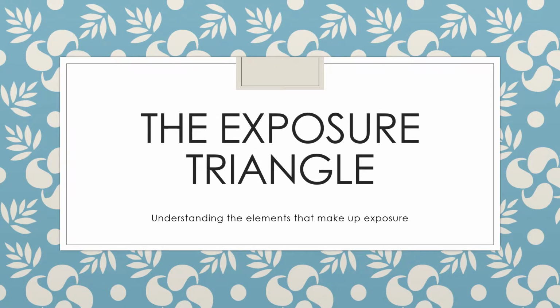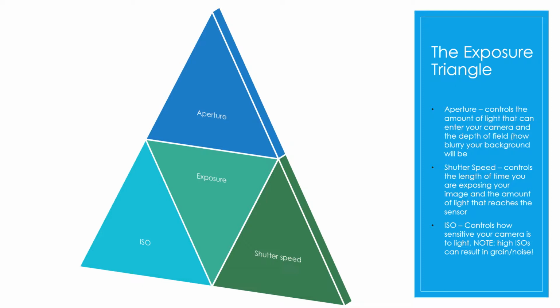The exposure triangle. Understanding the elements that make up exposure. We talked about this in the previous video, and what I've done here is just broken it up into an actual triangle so that you can see exposure is created by aperture, shutter speed, and ISO. Aperture controls the amount of light that can enter your camera and the depth of field, how blurry your background will be. Shutter speed controls the length of time that you're exposing your image and the amount of light that reaches the sensor of your camera. ISO controls how sensitive your camera is to that light. Please note that high ISOs can result in grain and noise, and we'll talk a little bit more about that later.